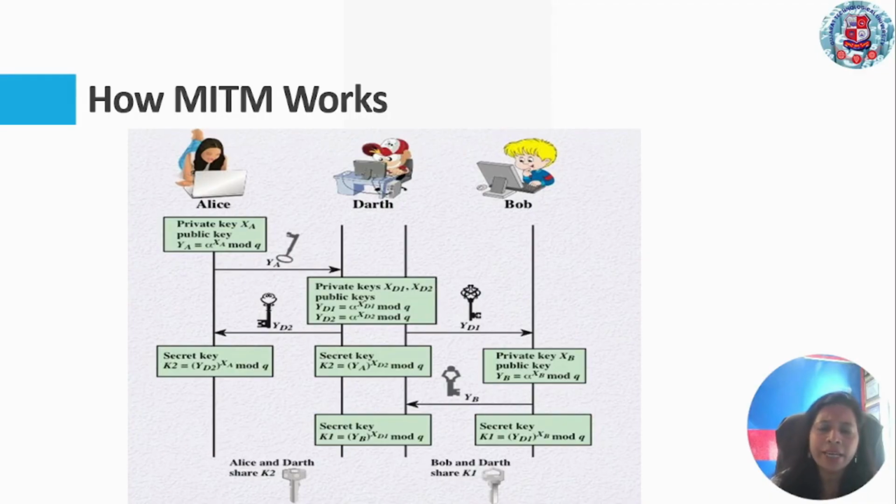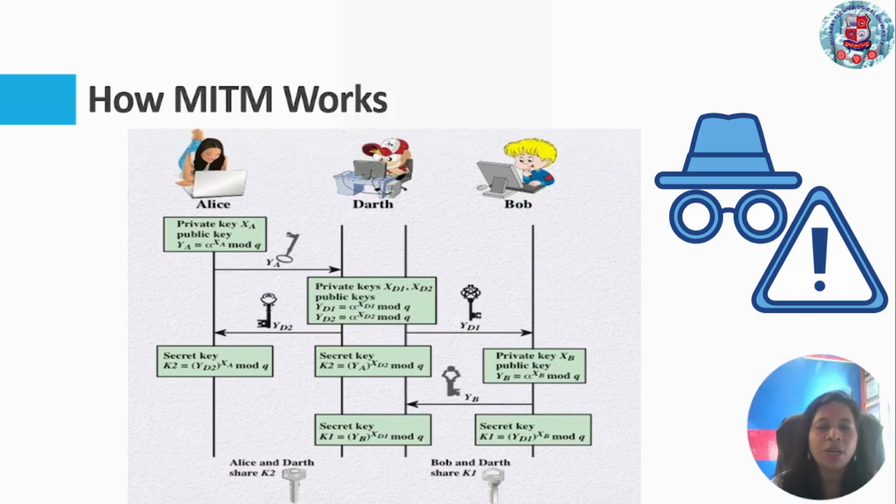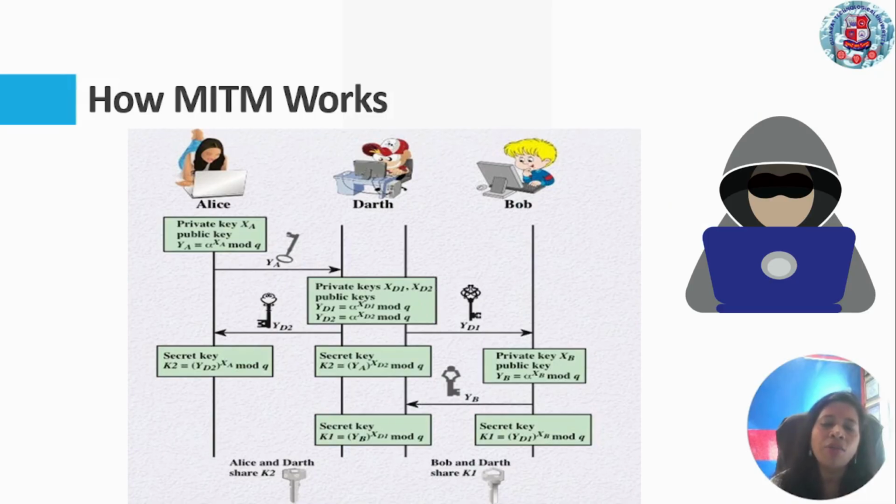Let us understand this step by step. You can see in the figure that Alice sends her public key A to Bob, and the attacker, that is Darth, intercepts it. The attacker sends his own fake public key to Bob. Similarly, Bob sends his public key B to Alice, and the attacker intercepts it and sends his own fake key to Alice.